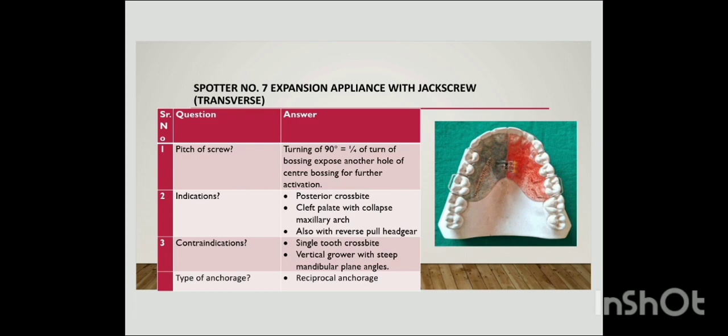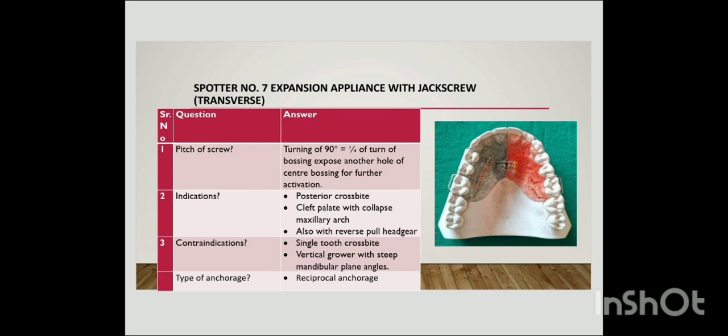Next spotter is expansion appliance with jack screw in the transverse direction. In this, the first question is what is pitch of screw? Pitch of screw is nothing but how many mm of expansion is carried out by one complete turn. In this, turning or activation of 90 degrees, which is equal to 1/4 turn of the bossing, exposes another hole of the central bossing for further activation.